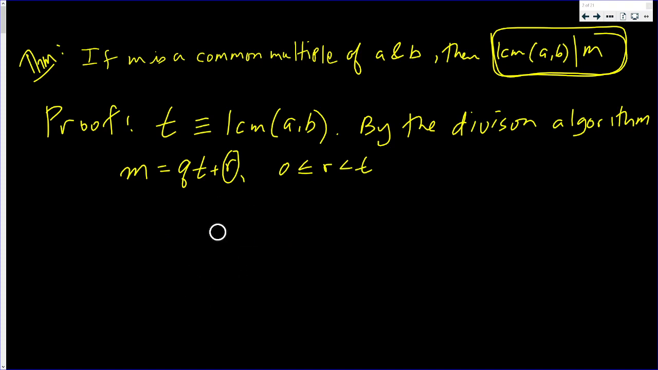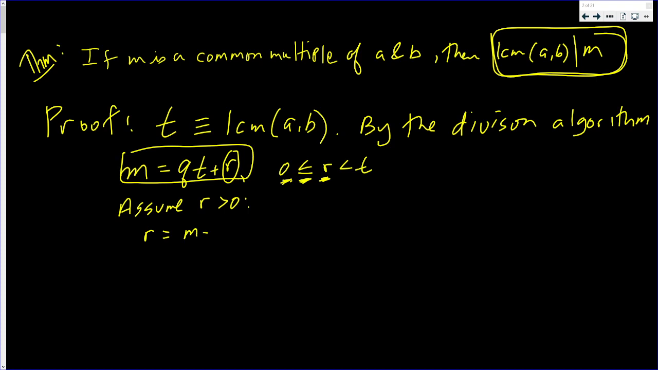Okay. So, assume for a moment r is bigger than 0. Either r equals 0 or r is bigger than 0. So if this assumption turns out to be wrong, then r must equal 0 and the theorem follows. Okay. So rearranging, we have r is equal to m minus qt.